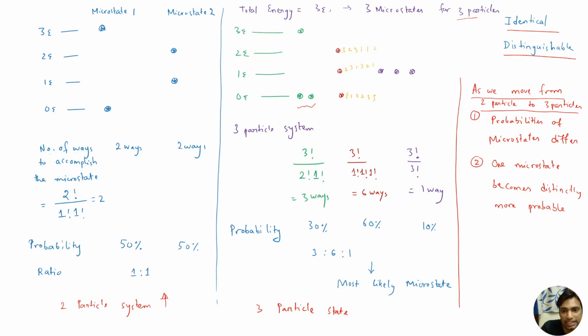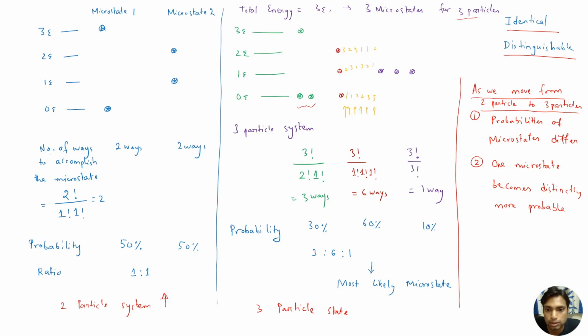And the fact that I can label these particles 1, 2 and 3 says that these particles are distinguishable, so we can distinguish between each particle. So total 6 ways. This is one way, two way, three way, four way, five way, six way. It is 3 factorial, 1 factorial, 1 factorial, 1 factorial.